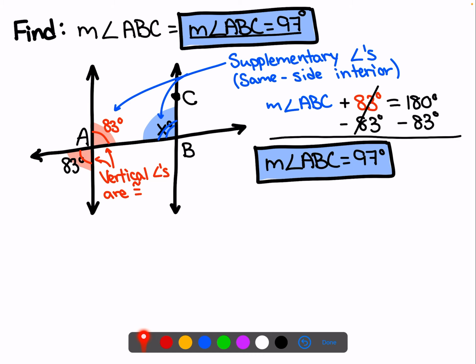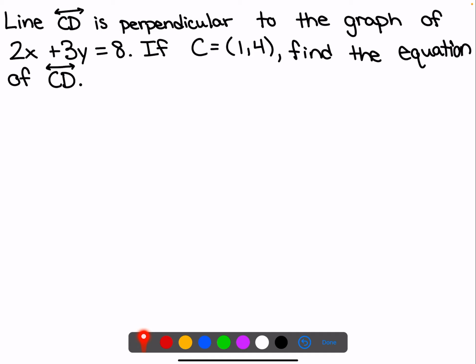All right, next up. Line CD is perpendicular to the graph of 2x plus 3y equals 8. If C is equal to (1, 4), find the equation of CD. So again, these two lines are perpendicular to each other. I have a point that lies on line CD, so I need to find my slope to get started. So we know that our slope will be the opposite reciprocal of whatever the slope is in 2x plus 3y equals 8. So we first need to find that slope.